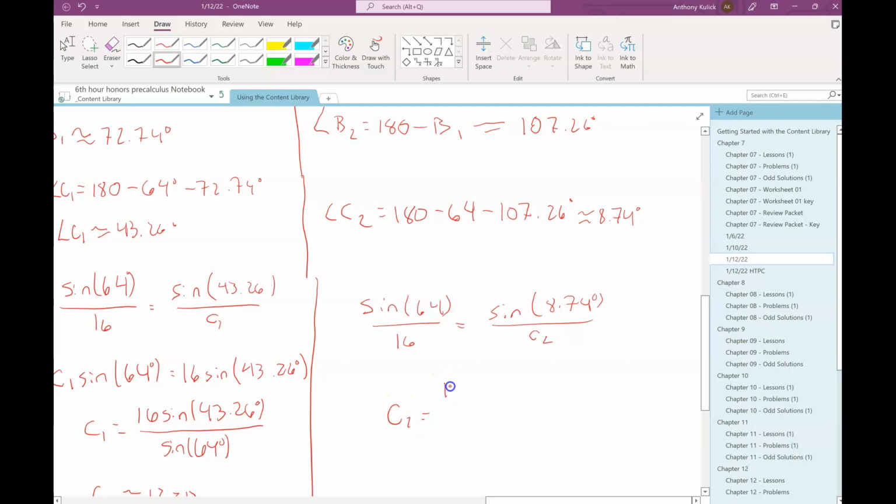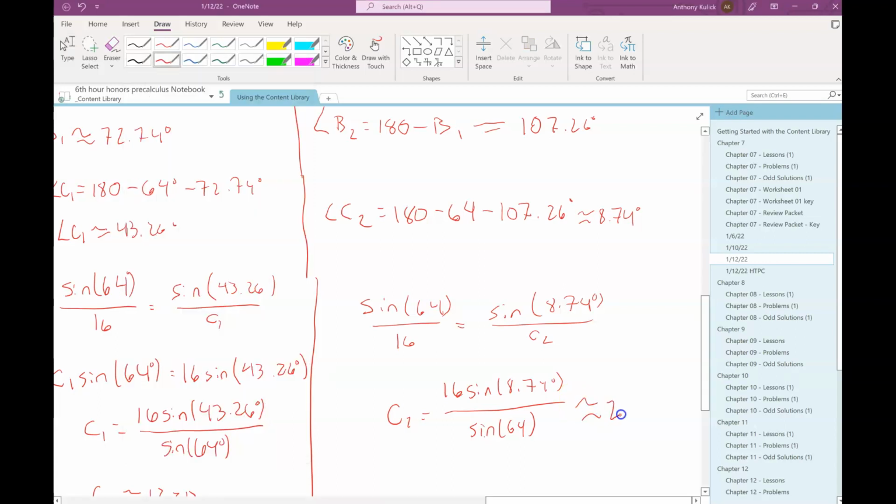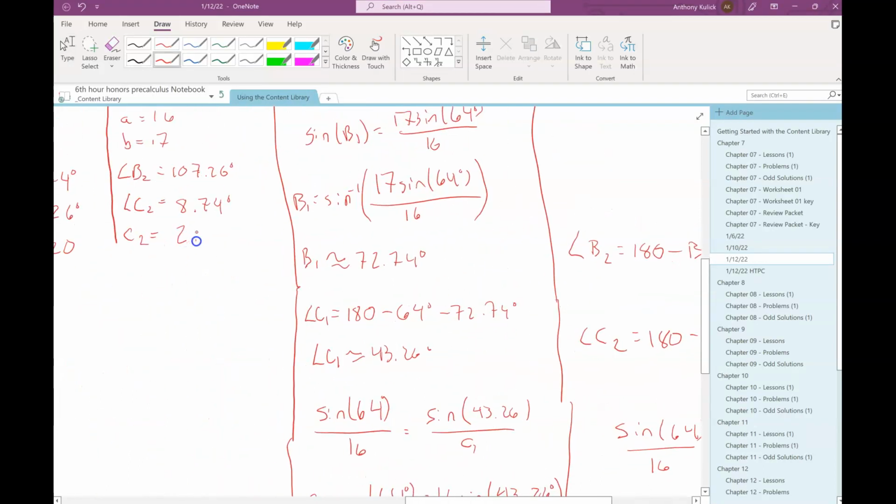So if I buzz through a little bit of the algebra here, I get that C2 is 16 sine of 8.74 divided by sine 64. Grace, are you good with me buzzing through that algebra there? Yeah. Okay. I figured at this point the algebra is the same over and over again. It's nothing really tricky going on. It's really the exact same problem we just did a moment ago, just with one number different somewhere. So I get 2.71, and that's my last piece I needed.